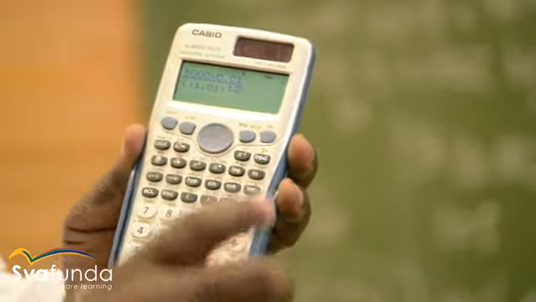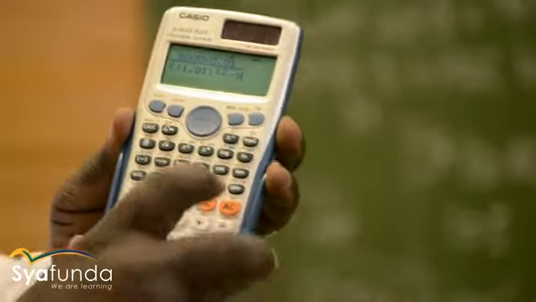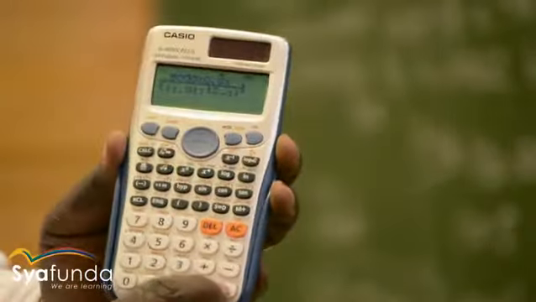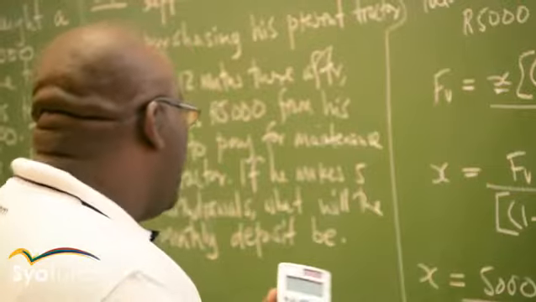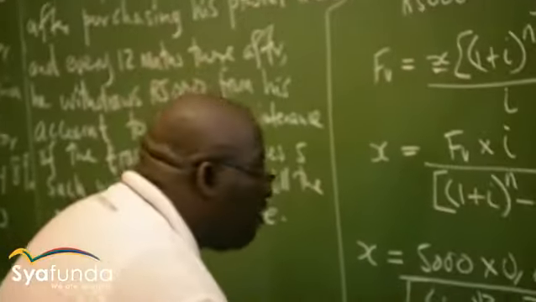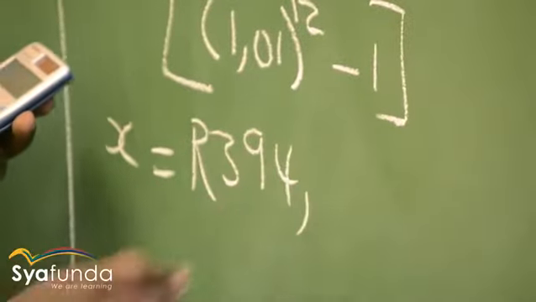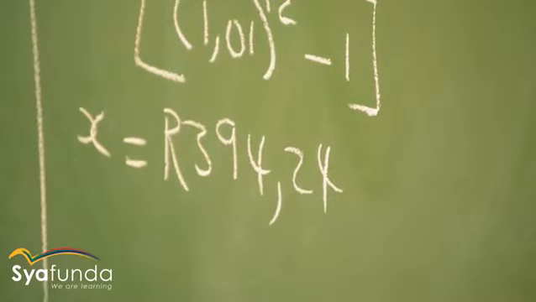You go out of there, then you subtract your 1. Then you close your bigger bracket. Yes, I've got all my brackets now. Then I push the equal sign. It will give me exactly the amount that I need. This is the installment for the 5,000. It is 394.24. Now, what is this saying?